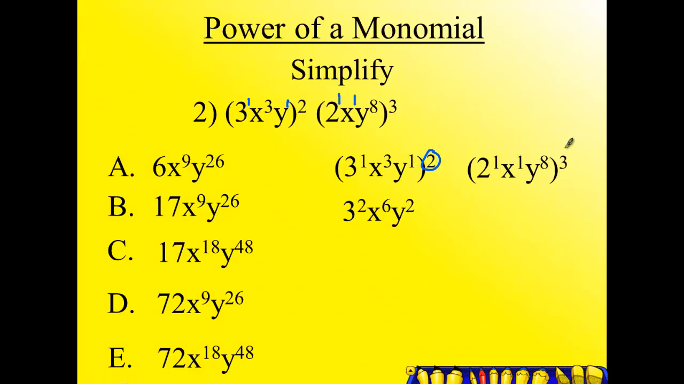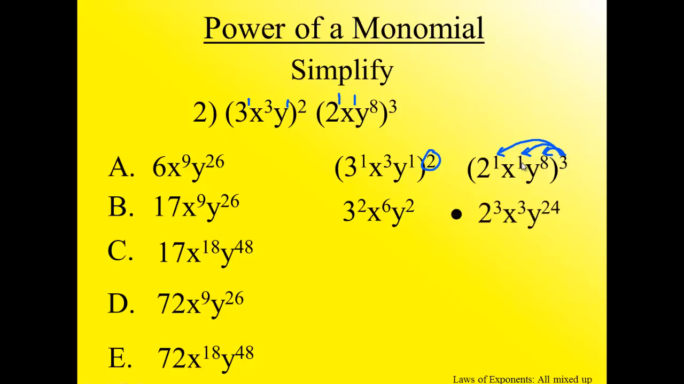Same thing with this. Multiply 1 by 3, multiply 1 by 3, multiply 8 by 3. So you will have 2 raised to 3, x raised to 3, and then y raised to 24. Now let's simplify first our coefficients. 3 squared is 9. Bring down x6 and y2. 2 raised to 3 is 8. Bring down x3 and y24.